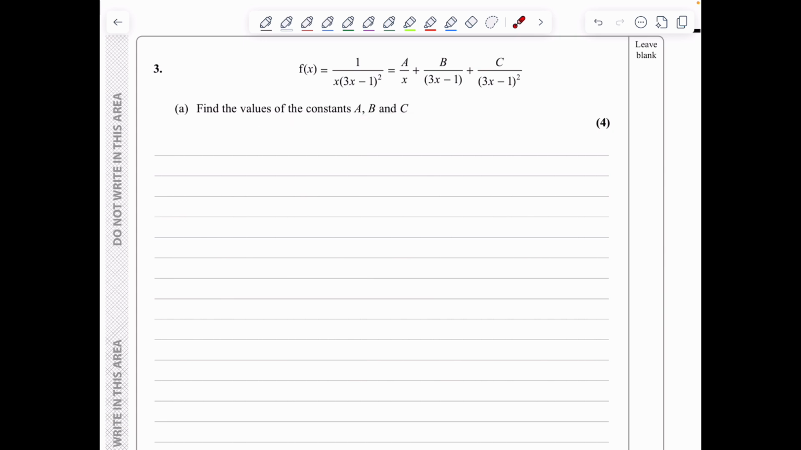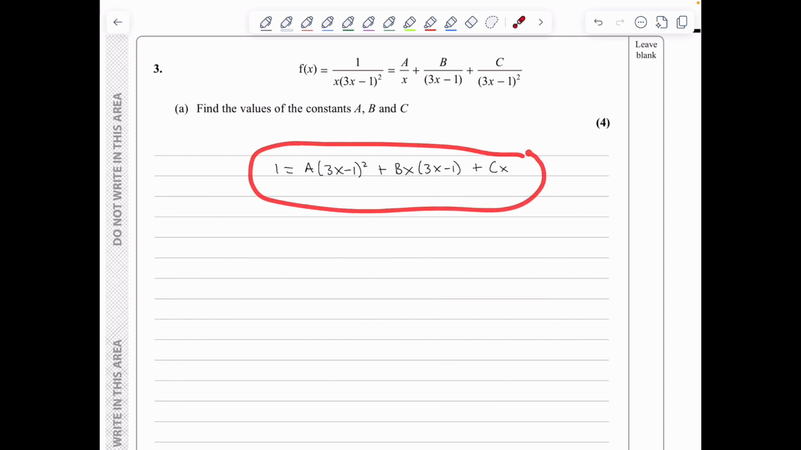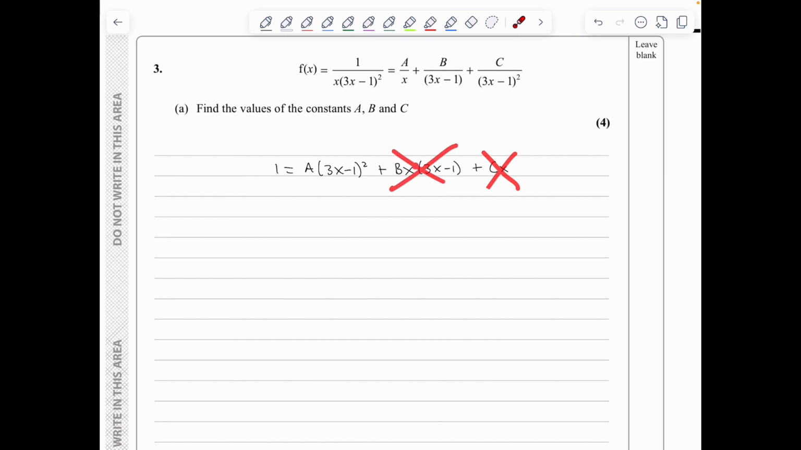So I will start by multiplying throughout by the LCM, which is x times (3x minus 1) squared. This leads to 1 being equal to a times (3x minus 1) squared plus bx times (3x minus 1) plus cx. Now this here is an identity, which means it holds true for any value for x. So obviously, if we set x is 0, this will vanish and this will vanish, and I'll be able to recover the value of a.